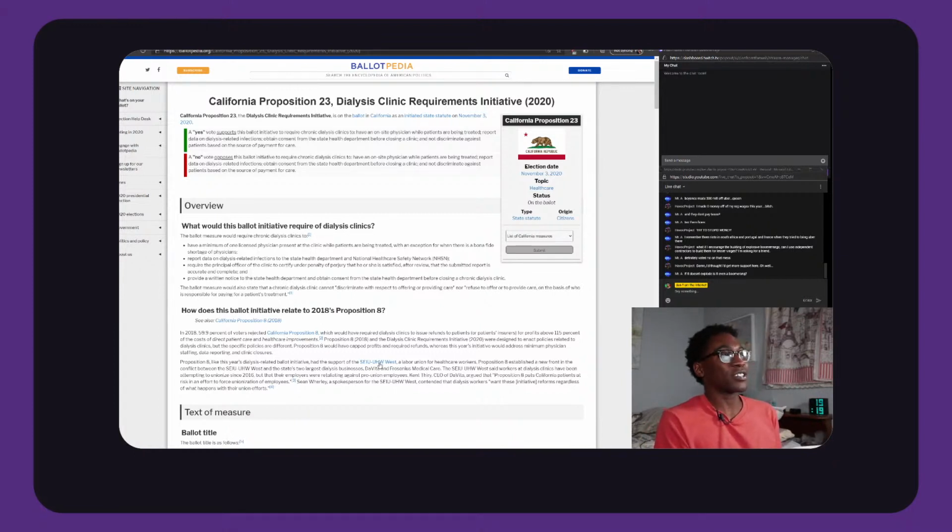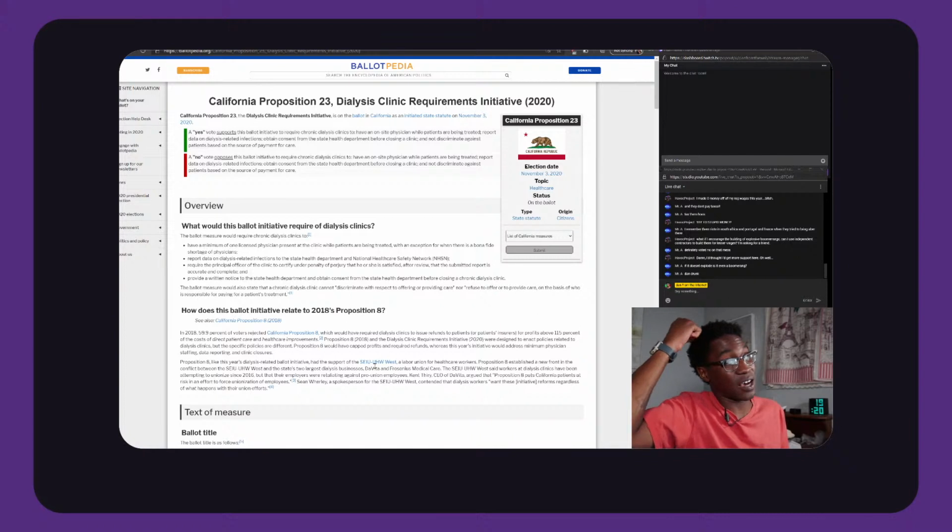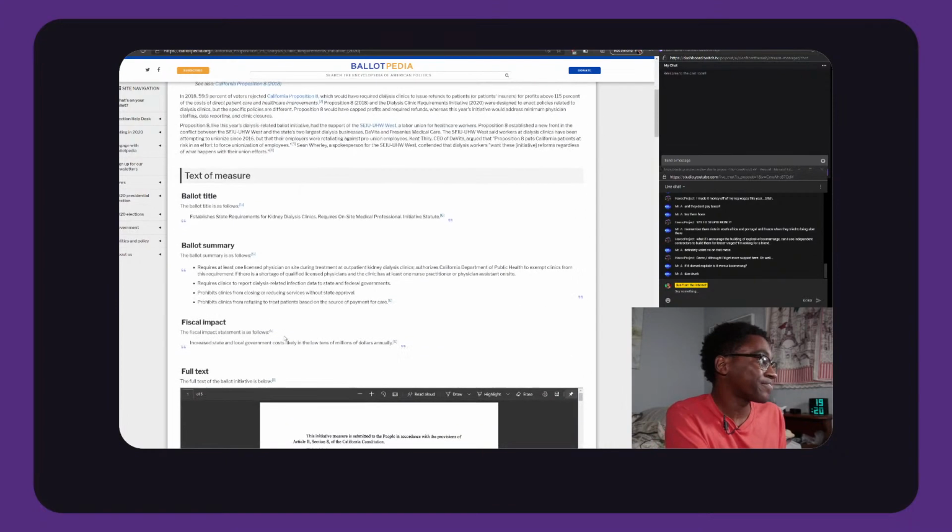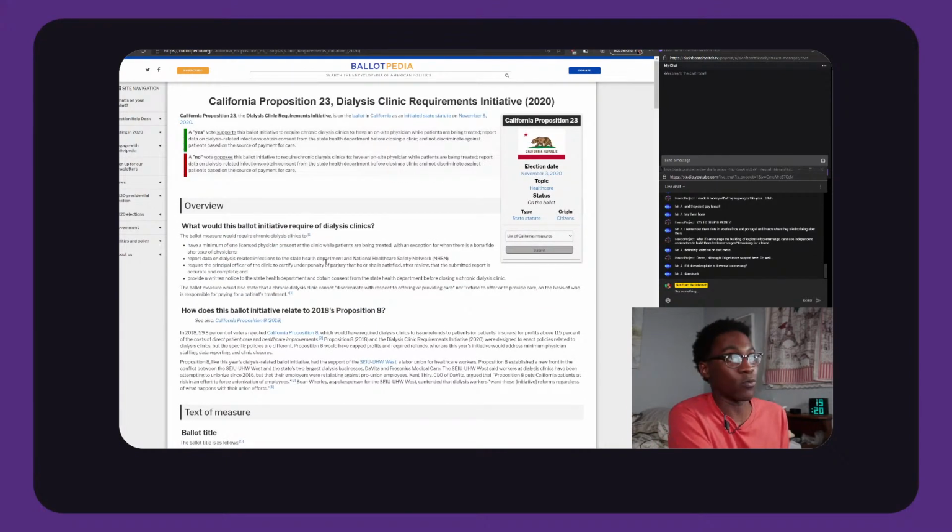But yeah, Proposition 23 is another proposition about dialysis clinic requirements. We had one of these about dialysis clinics in 2018, I believe. Yeah, this was Proposition 8. It was about requirements for dialysis clinics to issue refunds to patients for profits above 115% of the cost of direct patient care. So basically, it was preventing some of the rampant over-profiting from people's dialysis treatment care that was happening with dialysis treatments in general in this country, in this state, let me say.